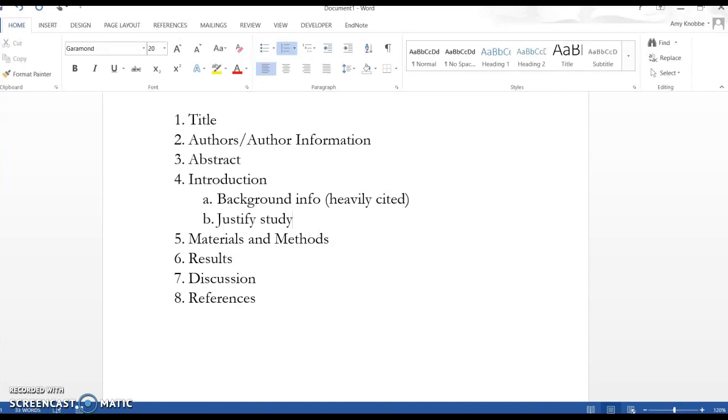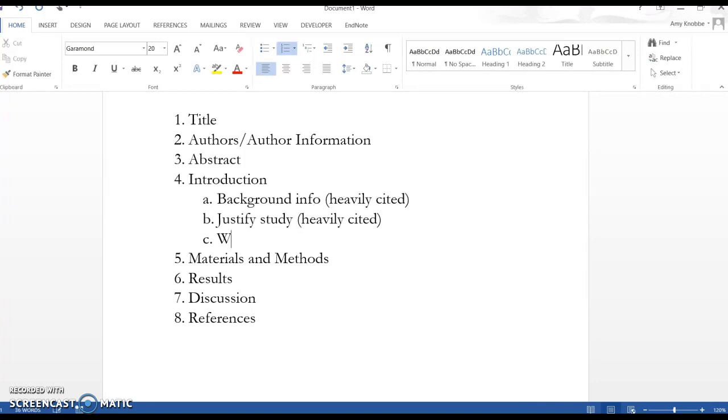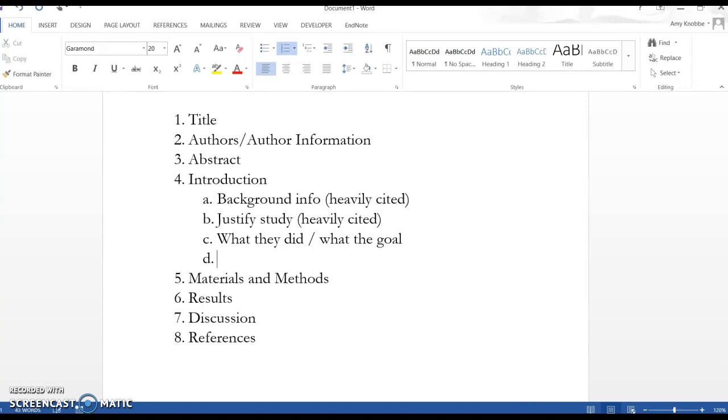They're going to provide what information they had that led them to do what they did and why it is significant. This is also going to be heavily cited because they're going to be relying on previous information that guided the design of their experiment. The next thing they're going to do is tell you what they did or what the actual goal of their study was. And then in some cases, the paper we're looking at today doesn't do this, but many of them will, they're going to summarize for you what the major finding of the paper was.